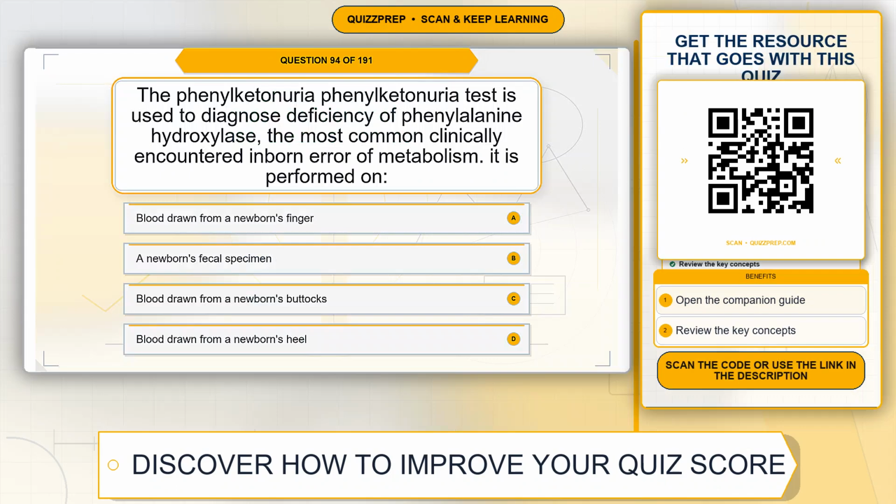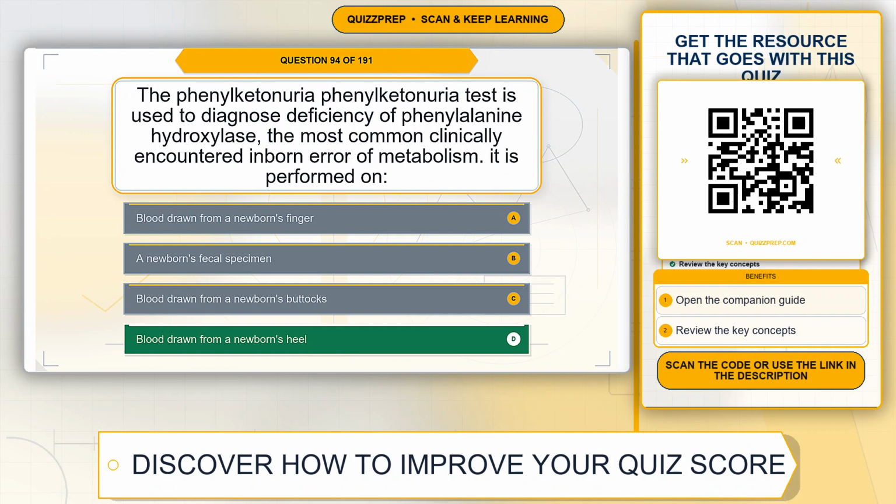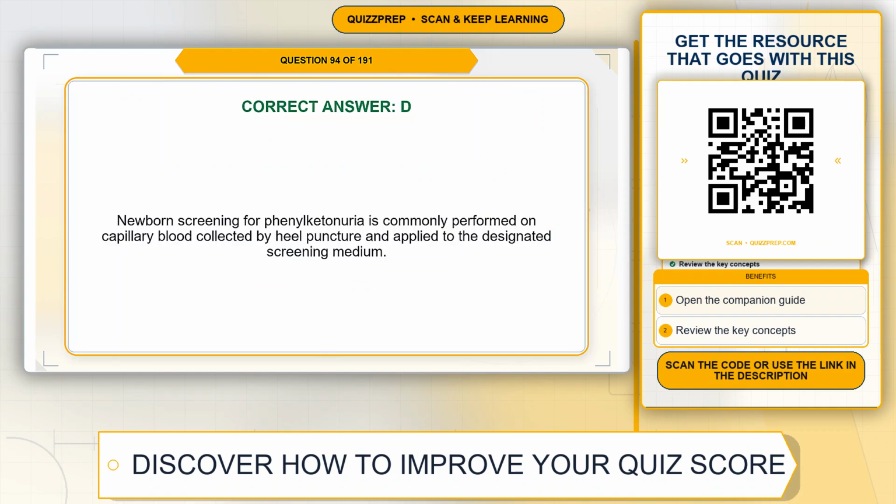Question 94. The phenylketonuria test is used to diagnose deficiency of phenylalanine hydroxylase, the most common clinically encountered inborn error of metabolism. It is performed on option A, blood drawn from a newborn's finger, option B, a newborn's fecal specimen, option C, blood drawn from a newborn's buttocks, option D, blood drawn from a newborn's heel. The correct answer is option D, blood drawn from a newborn's heel. Explanation. Newborn screening for phenylketonuria is commonly performed on capillary blood collected by heel puncture and applied to the designated screening medium.